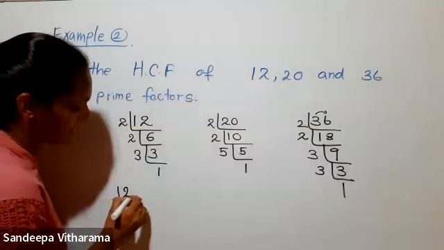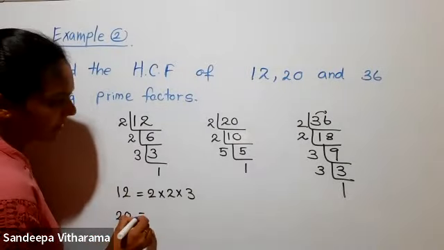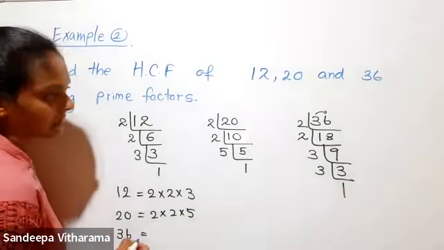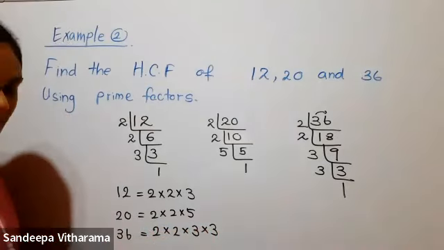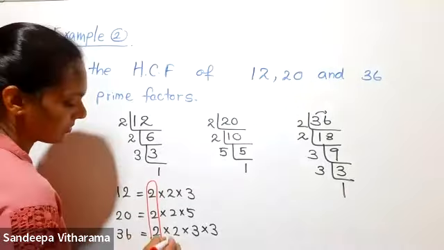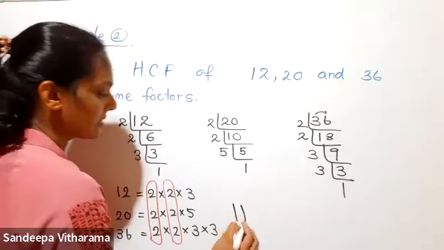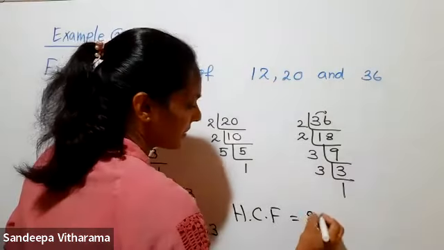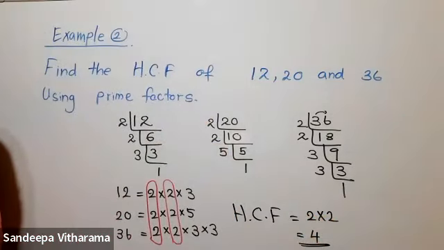Okay, now we can write 12 as a product of prime factors. 20 also can be written as a product of prime factors. 36 is also written as 2 into 2 into 3 into 3. Okay, then what is the highest common factor? 2, this one. That's only, no? So HCF is equal to 2 into 2. 2 into 2 is the answer for the HCF. Right.